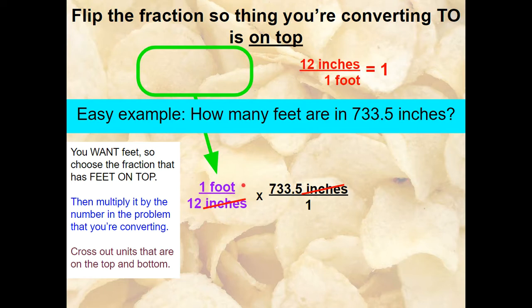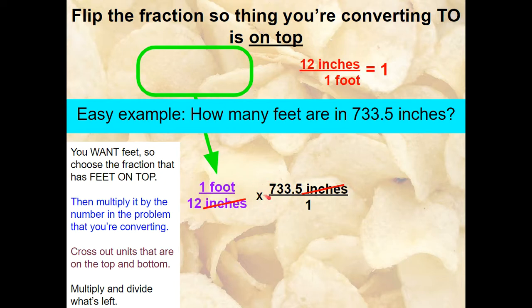Sometimes dimensional analysis is called the unit method. Ooh, that disappeared. That's weird. Okay. Anyway, so when you multiply this out, then you're just going to multiply and divide. So it's going to end up being 1 times 733.5 divided by 12 divided by 1. But we don't really care about the ones because they don't change anything.